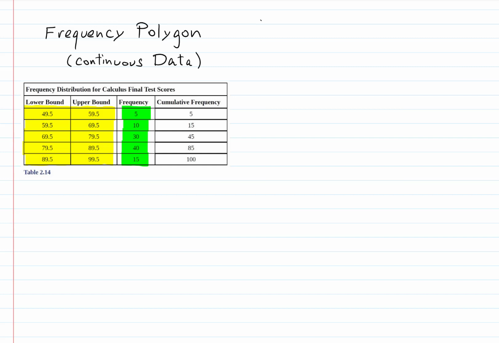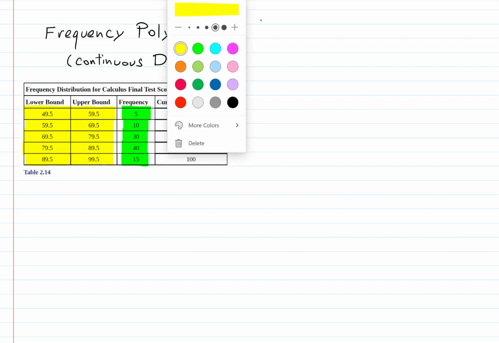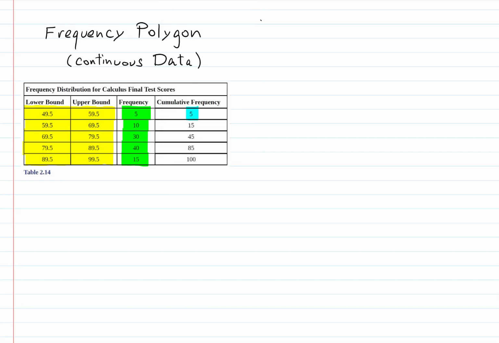So let's choose a new color here. So for the lowest interval, the cumulative frequency always equals the frequency. But then for the next one up, for the second interval, the cumulative frequency is the sum of the first two interval frequencies. 5 and 10 together makes 15. And then for the next interval, the frequency was 30, so you add on 30, and the cumulative frequency becomes 45, and so on. Okay, but we're not gonna graph that. We're only going to graph the frequency.